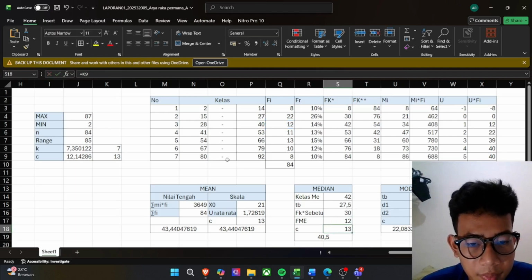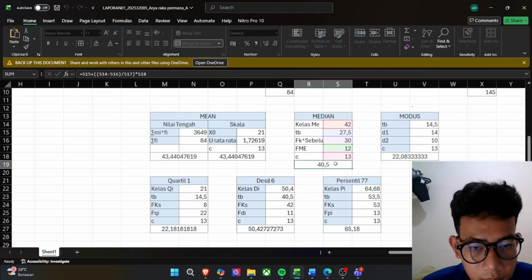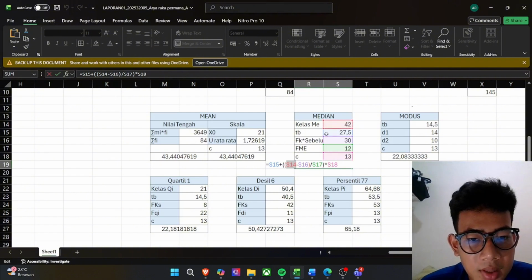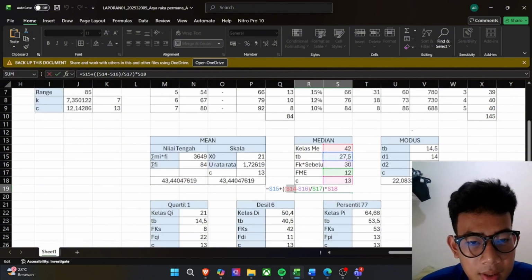The class width is the same as this one, and the formula is TB here plus the median class minus F_KS, divided by the median frequency, times the class width.